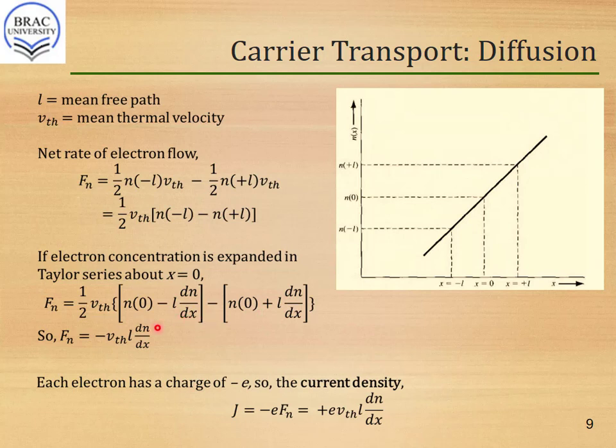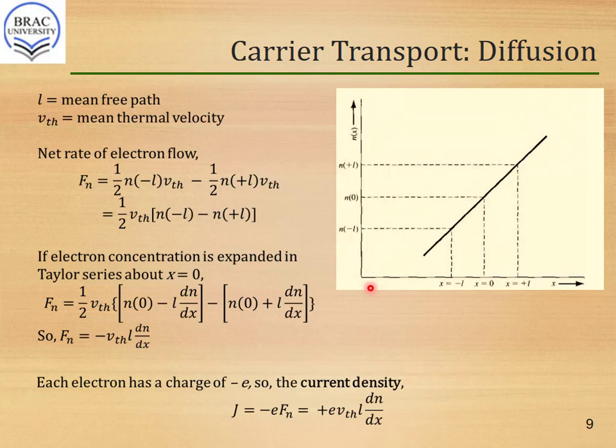If we carry out some simple calculations here, the n of 0 terms will cancel out and we will have 2L d by dx of n. That 2 will also cancel out with this half, and the ultimate result is Fn equals minus Vth L d by dx of n. So essentially this is our net rate of electron flow, and this is well aligned with our assumption, because after all these calculations we have a minus sign in front, indicating that electrons will have a net flow in the minus x direction, as we assumed earlier. Now we have derived the equation of net rate of electron flow.